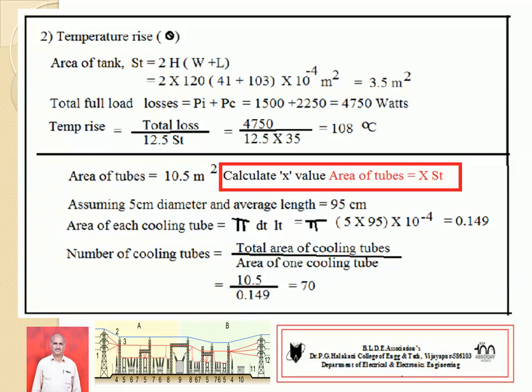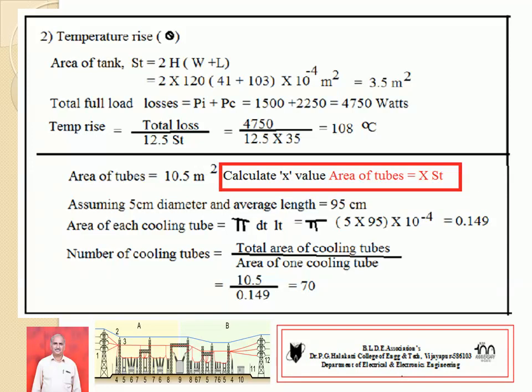Copper loss including LV and HV winding becomes 2250. We are going to get the total as 4750 watts. It is already known that temperature rise equals total loss divided by loss dissipated. That is, total loss is 4750 and 12.5 times ST. We are going to get the temperature rise theta as 108 degree centigrade, sir.